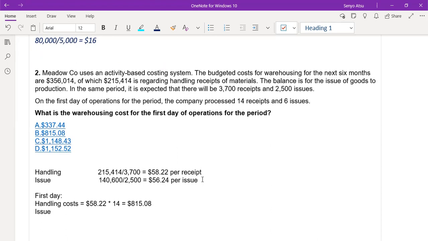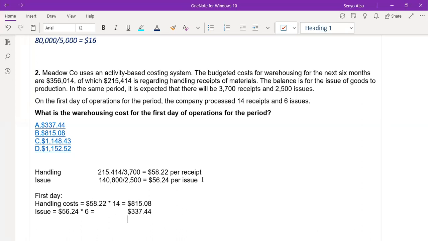Issue on the basis of $56.24 per issue times the number of issues on day one, 6 issues, gives 337.44. So what's the total overhead cost in the warehousing department made up of activity handling and activity issue? How much was it on the first day?